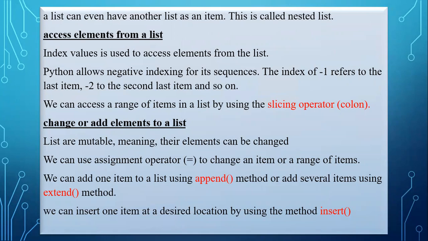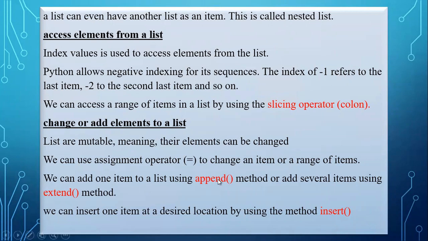Two more ways there, that is using append and extend. What is the difference? We can add one item to the list using append. If you want to add a single item, we can use the append method. If you want to add several items, a group of values at a time, then we can use the extend method.